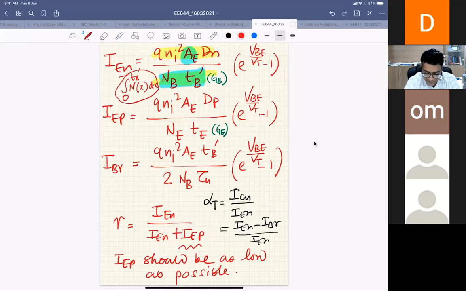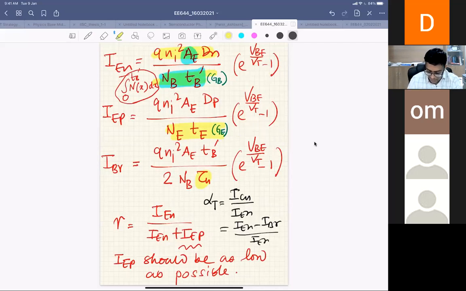This is the base Gummel number. And similarly, IP, which is because of holes injected from base to emitter, has the Gummel number of the emitter. And IBR is the base recombination current. So this is the equation where I have this tau. Tau is the minority carrier lifetime in the base. If the electrons are injected into the base, how long they could survive in the base, that is the minority carrier lifetime, right?